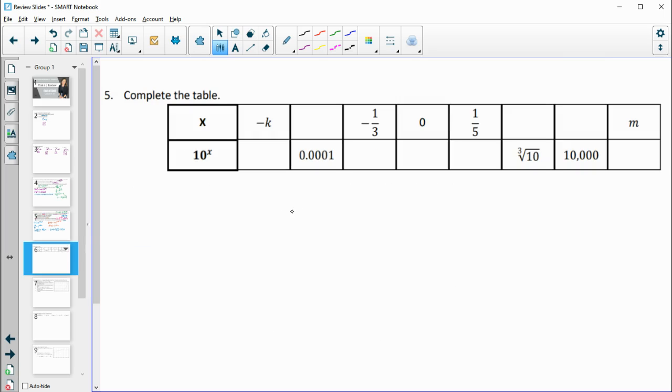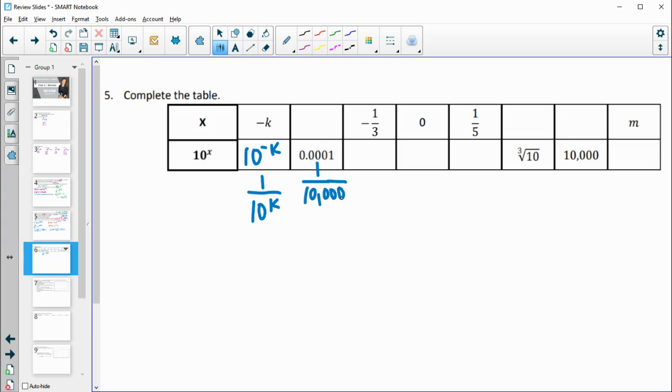Number 5, complete this table. So we see that this is our x value and the bottom is 10 to the x. So this represents our exponent, and then in the bottom we're going to be writing it as 10 to the x. So if our exponent is negative k, then this is going to be 10 to the negative k power, which we could also write as 1 over 10 to the positive k if we wanted to bring it down to the denominator. Here we can see that this is tenth, hundredth, thousandth, 10 thousandths. So this is 1/10,000th.